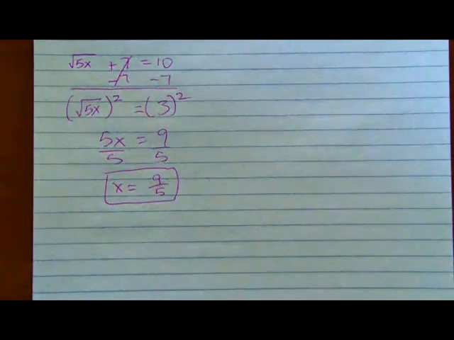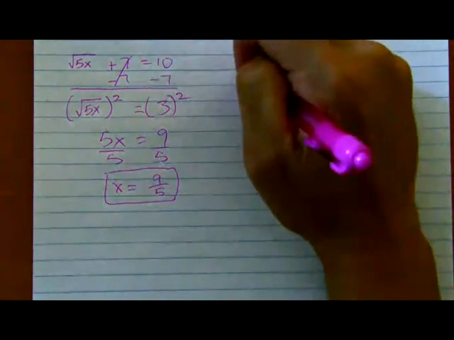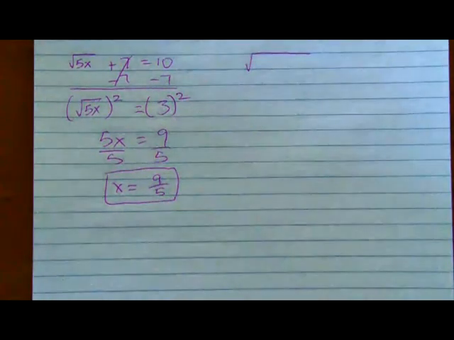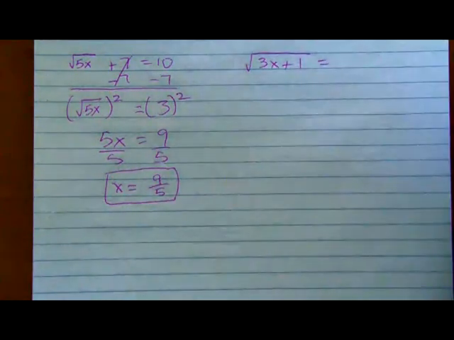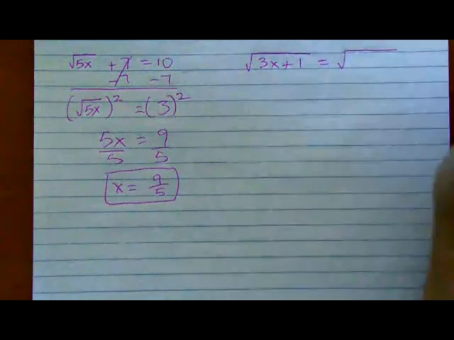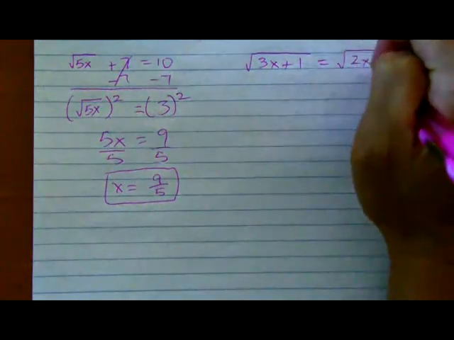Okay, let's try it again. Square root of 3x plus 1 equals square root of 2x plus 3.